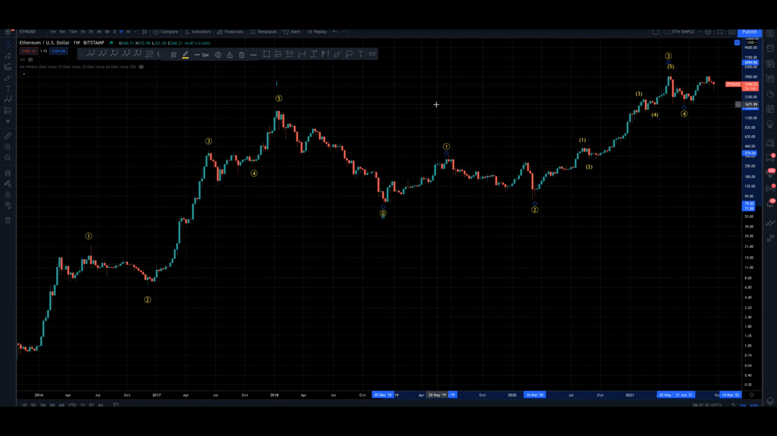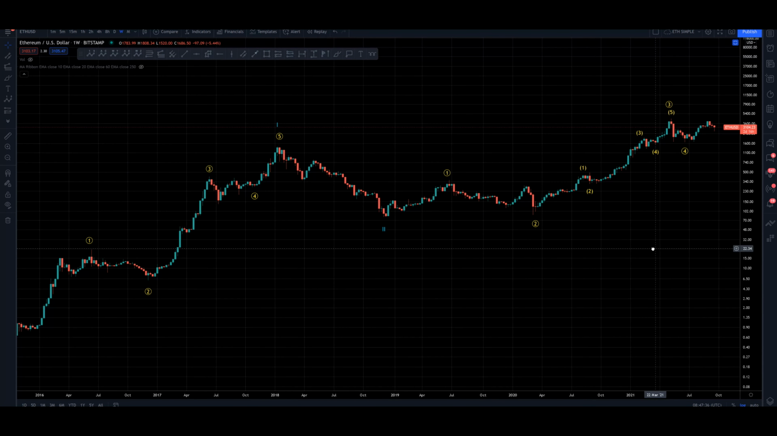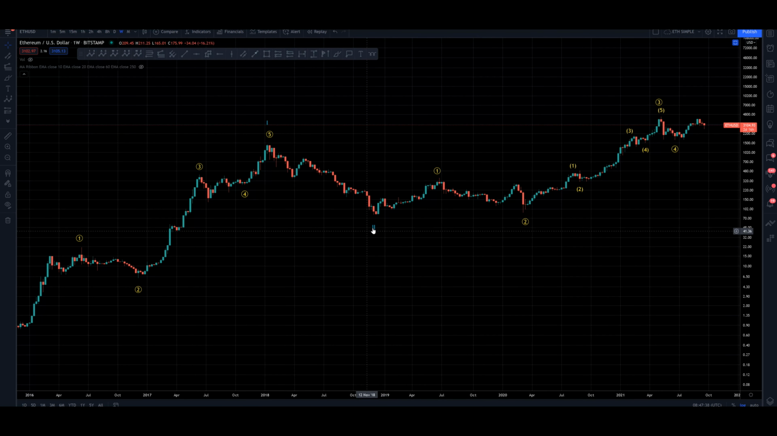So this is the long term count in the log scale, and I think we're in a cycle wave 3. Perhaps having completed primary 4, perhaps not, now going up into a primary 5 to complete cycle 3.